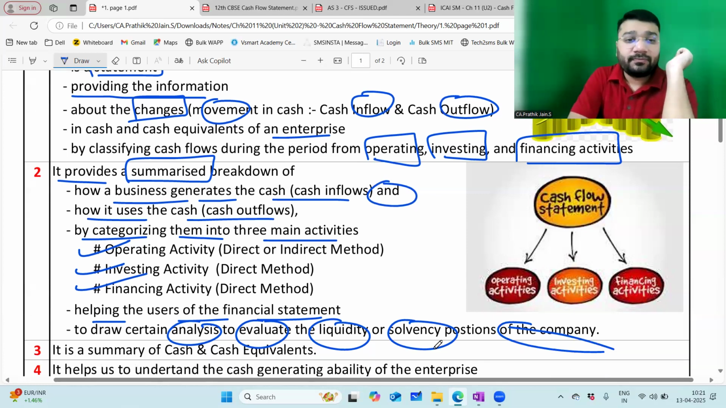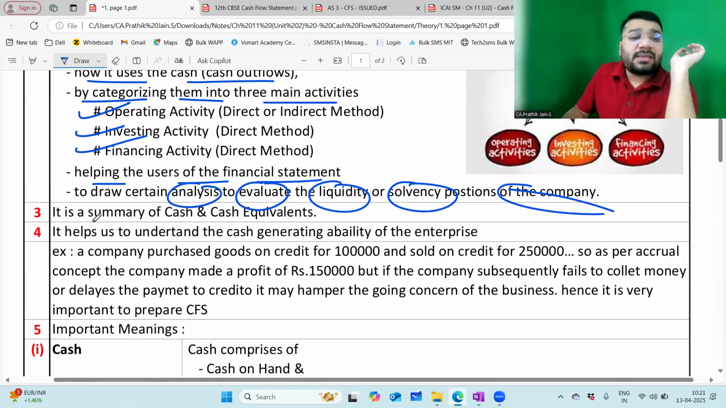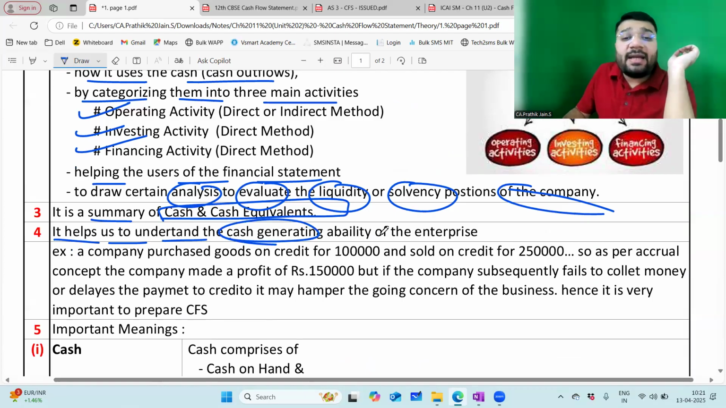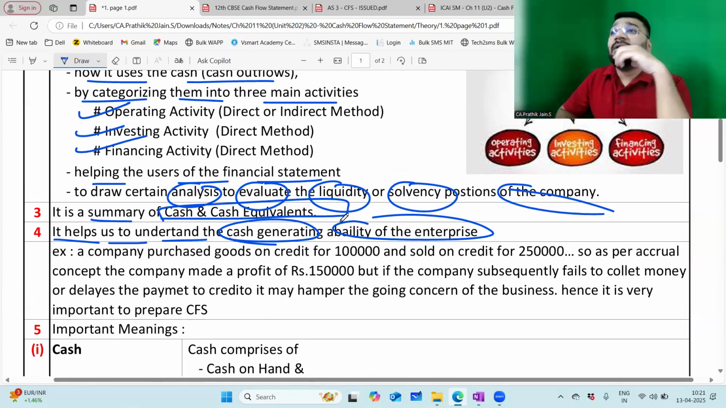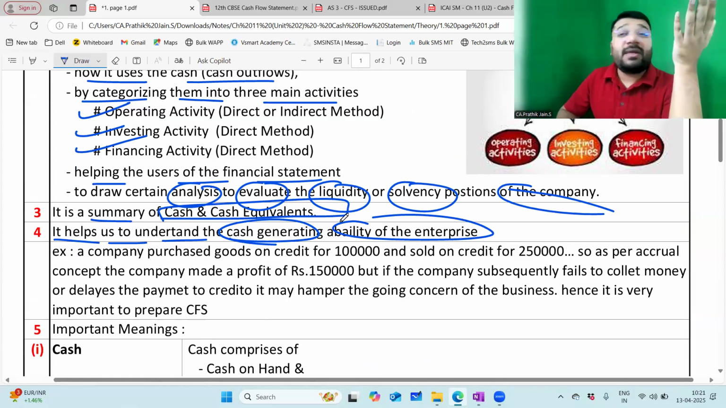Any problem? No, sir. Okay. So this is nothing but a summary of the cash and cash equivalent. This helps us to understand the cash generating ability of the enterprise. We saw an example where the person is profitable: a credit sale of 3 crores and expenditure of 2.5 crores, so 50 lakh was profit. All the sale was credit sale, but all the payment was cash payment. So though the company is in profit, it did not generate sufficient cash to pay its liability holders.